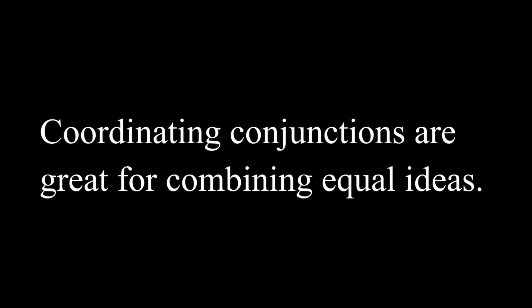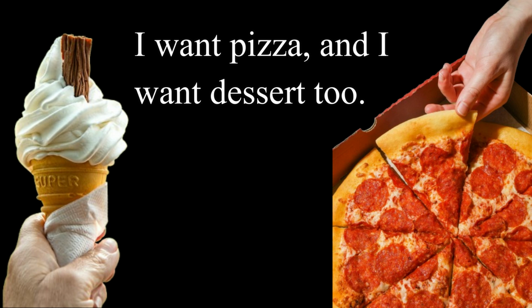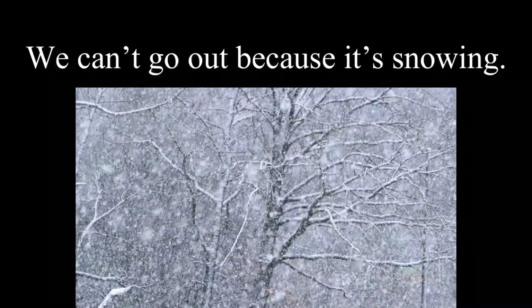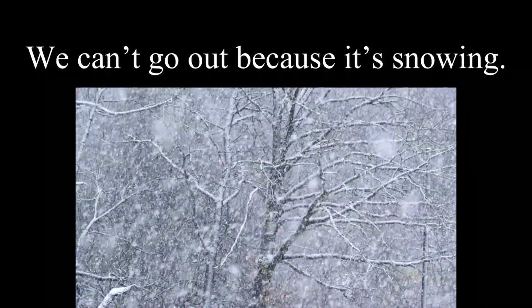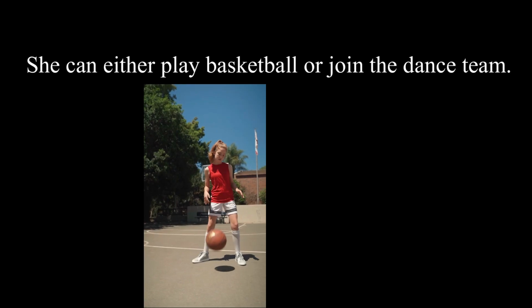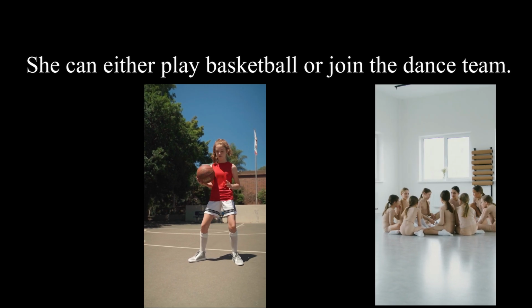Coordinating conjunctions are great for combining equal ideas. For example, I want pizza and I want dessert too. Subordinating conjunctions show relationships between ideas. We can't go out because it's snowing. Correlative conjunctions add variety and emphasis. She can either play basketball or join the dance team.